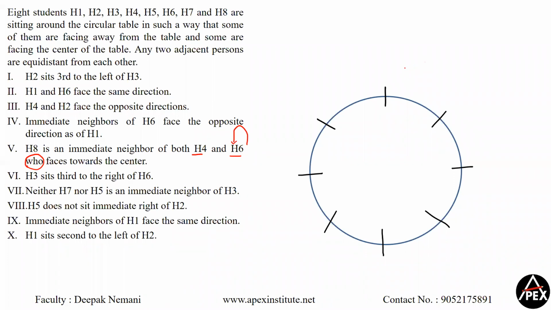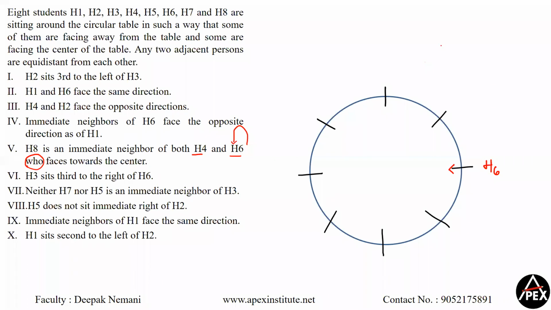If it is H8, then it should be like this: H8 is an immediate neighbor of both H4 and H6 and is facing towards the center. So if two statements are joined by and, then it would refer to H8. Because here it is who faces towards the center, so who refers to H6. So we have H6 who is facing towards the center. Clear, guys? Is this statement clear? Quick responses. Yes.